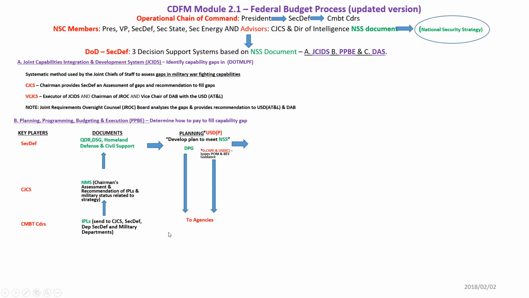All right, so let's talk about the planning phase of PPBE. Right here, you see the responsibility of the planning phase of PPBE falls under the Undersecretary of Defense for Policy, the USDP. The planning phase is when we start to develop the plan to meet that national security strategy. Remember the big op order. Everything that we do must be in line with meeting the NSS. So what this is saying here, the final document.